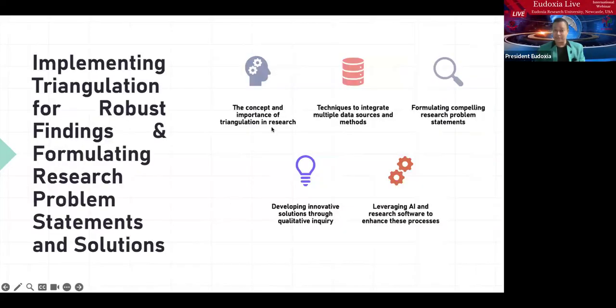Now let us understand the next phase, that is implementing triangulation. Yes, it is the final phase that we use for making our research more reliable. We need to go with that to get robust findings and formulation of the research problem.